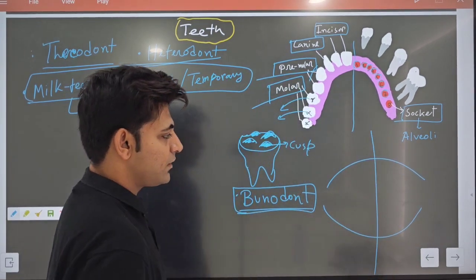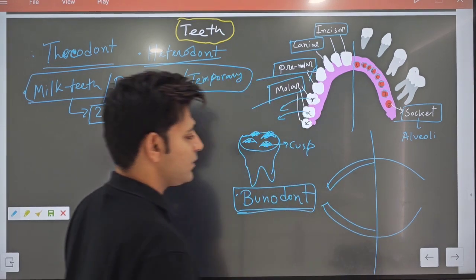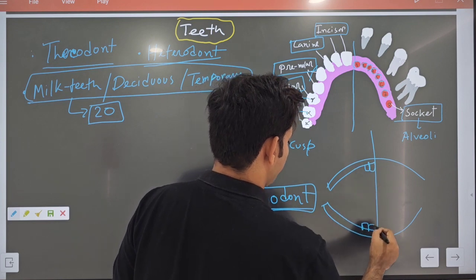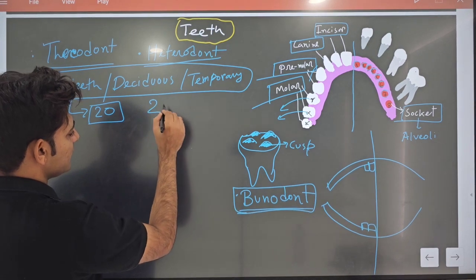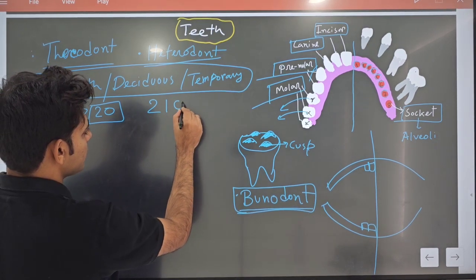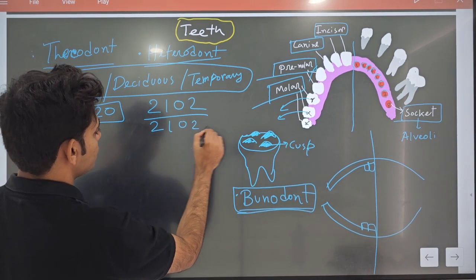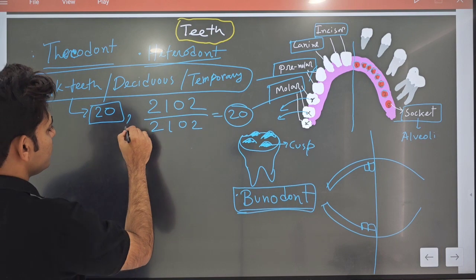Now you take only one half of each jaw and count how many teeth are present in the upper jaw and lower jaw. So like this, the formula of milk teeth is 2102 by 2102. Total 20 teeth are there. You have to multiply this with 2.